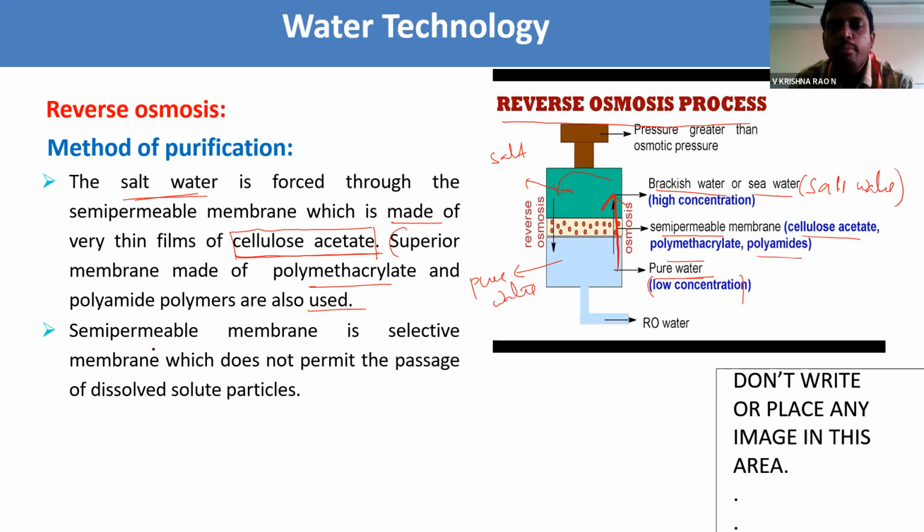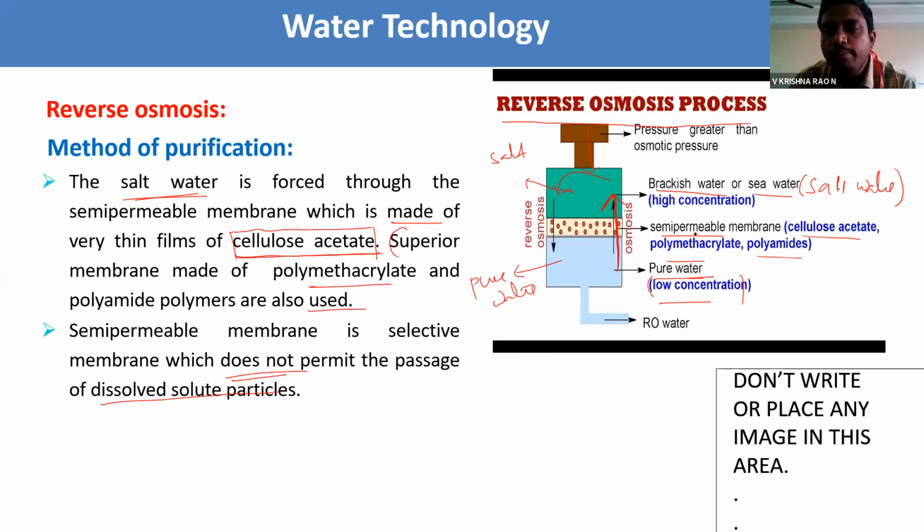This semi-permeable membrane is a selective membrane which does not permit the passage of dissolved solute particles. Only the solvent particles can move through this semi-permeable membrane, from the high concentration to the low concentrated solution. Brackish water, which is contaminated salt water, becomes fresh water, by applying the osmotic pressure, where we are converting this salt water into fresh water.